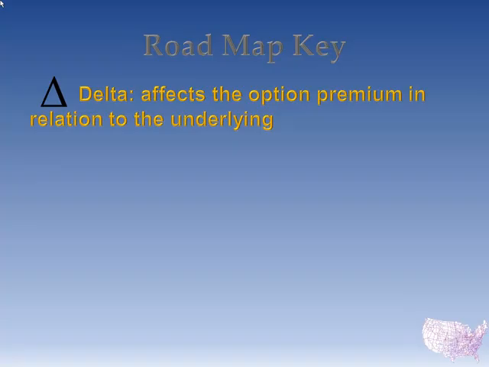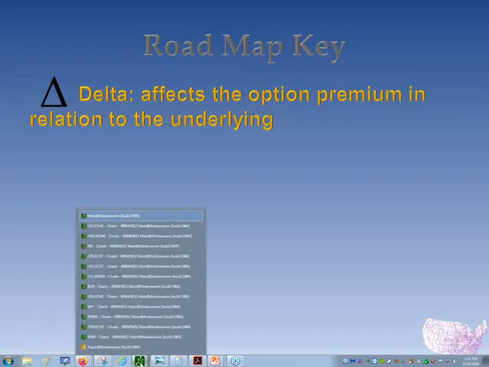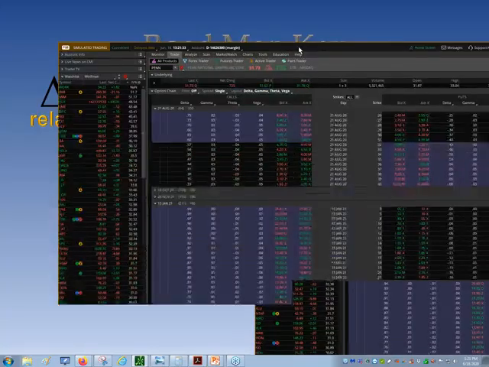So with that being said, delta, and I've got our little roadmap key here. Delta is the effect of the option premium in relation to the underlying. So what does that mean, really? Let's get to the nitty gritty here. Let me find my trading platform real quick, and we'll pull that up. Excuse me for not having this all ready for you guys.